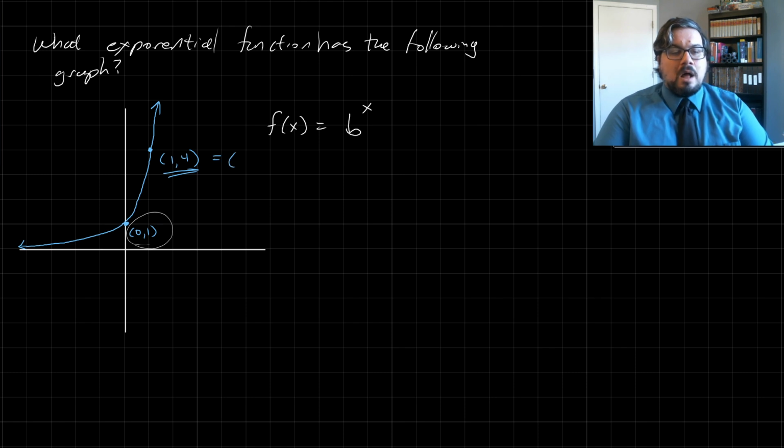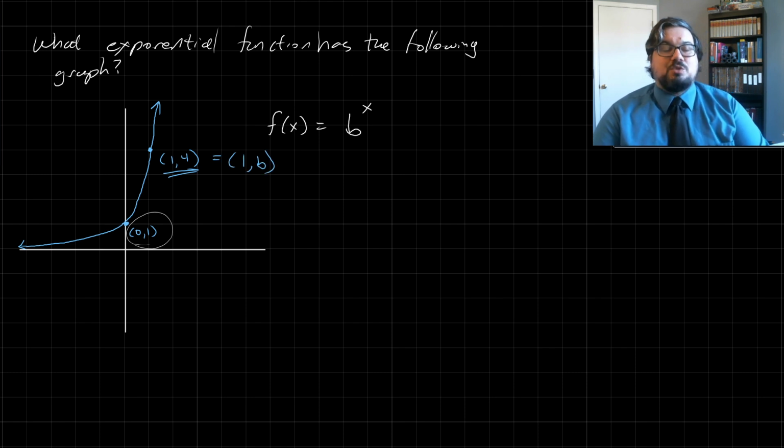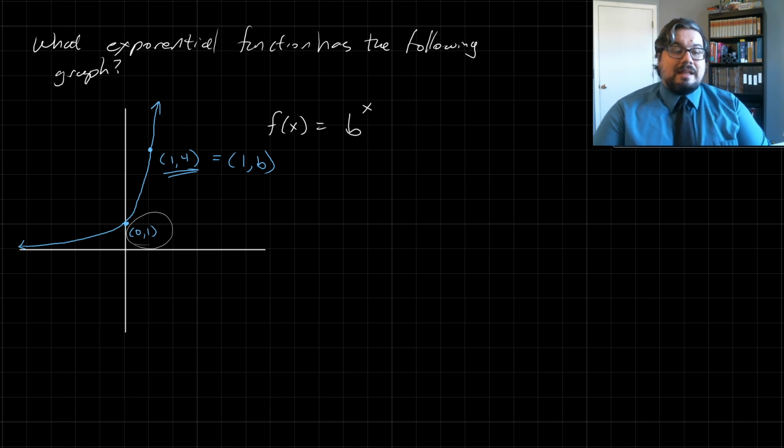The point 1, b always has to appear on the graph of an exponential function. And so if you have the graph that you know is the graph of an exponential function, which passes through the point 1 comma something, then that something has to be your base. So in this case, we've got 4 to the x. So the graph of f of x equals 4 to the x looks like this.